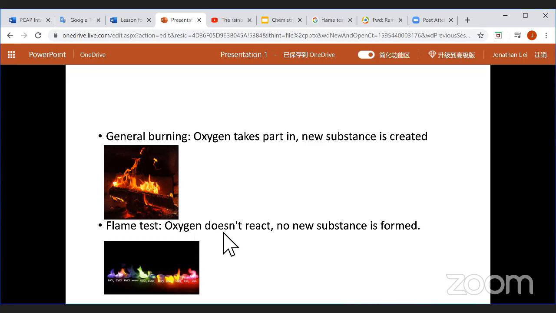In this case, oxygen doesn't react with the metals in the beaker. So the principle of flame test is basically when you heat the metal ions up, the metal ions emit a specific color in the form of flame. So in flame test, no new substance is formed. I know it's kind of confusing. Does anybody have any questions?